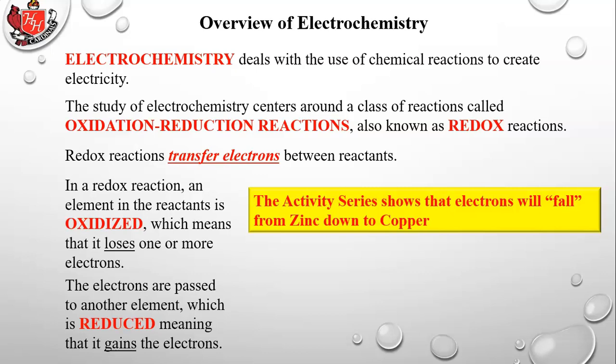So the activity series shows that electrons will fall from zinc down to copper. Actually, we didn't see this example before. This is the one that we're going to study, though, coming up. Copper is below zinc on the activity series. That means the electrons will flow from zinc to copper. They would not flow from copper back to zinc. Again, zinc is higher on the activity series. Copper is lower.